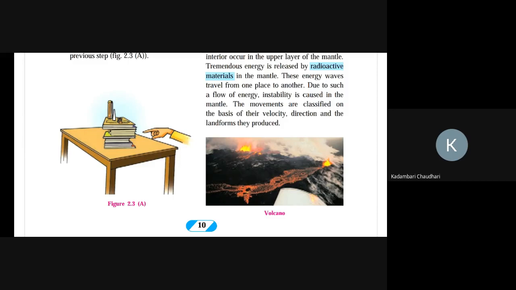And the next one is the landforms they produce. We know because of the volcano, new land is created on the earth. New land means in the ocean. Okay, in the ocean new land is created.